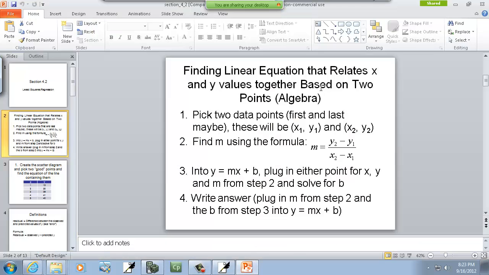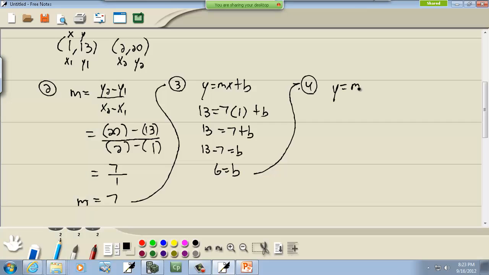Then it says write your answer, plug in m from step 2 and b from step 3 into this formula. Well, from step 2 we said m was 7. So we've got y is equal to 7x and b is 6. So that would be our equation of the line.